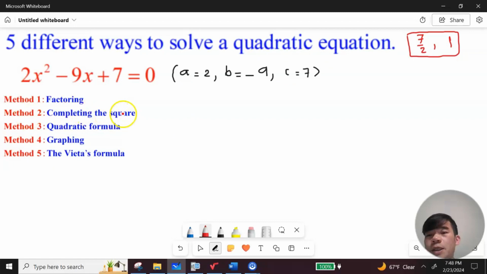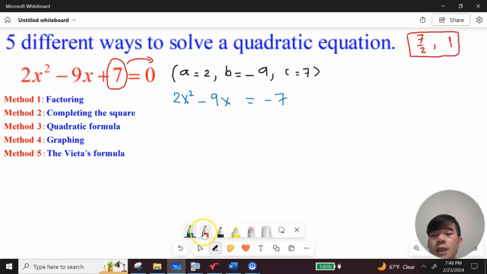Second method right here is completing the square. Now for the second method, you need to move the constant right here to the right. So you just rewrite this one. It turns out to be 2s squared minus 9s equals -7.